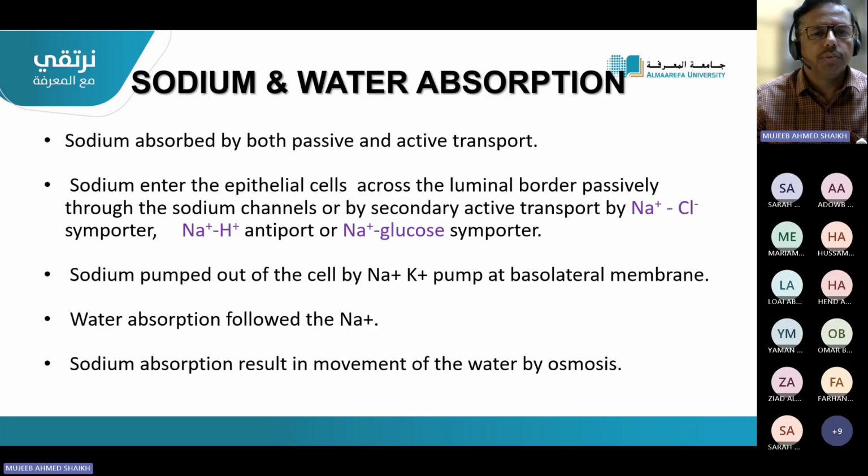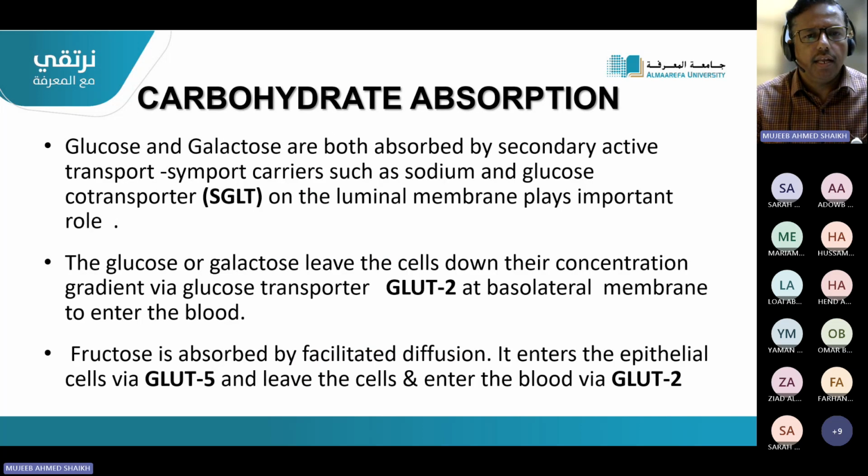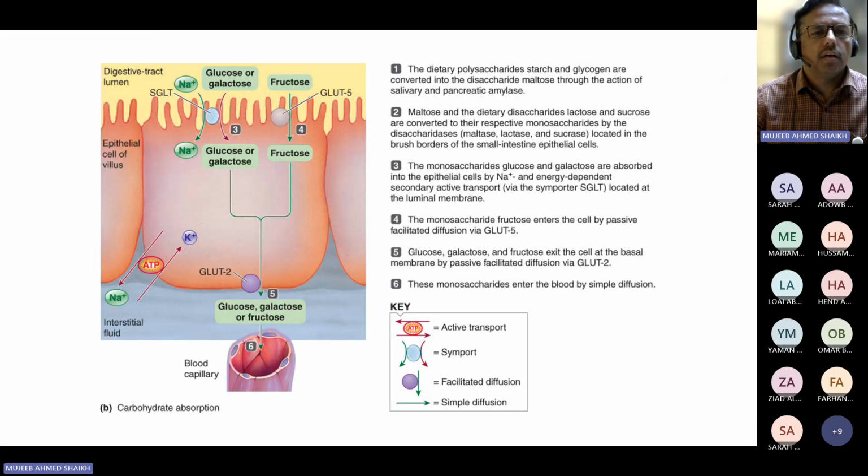Okay, coming to the absorption of sodium and water. I will show it directly in the picture so that I don't have to draw. These are the brush border, and on the brush border you will find some carrier proteins. Carrier proteins are responsible for carrying in and out glucose, galactose, fructose, as well as sodium. So there are different types of carrier proteins.